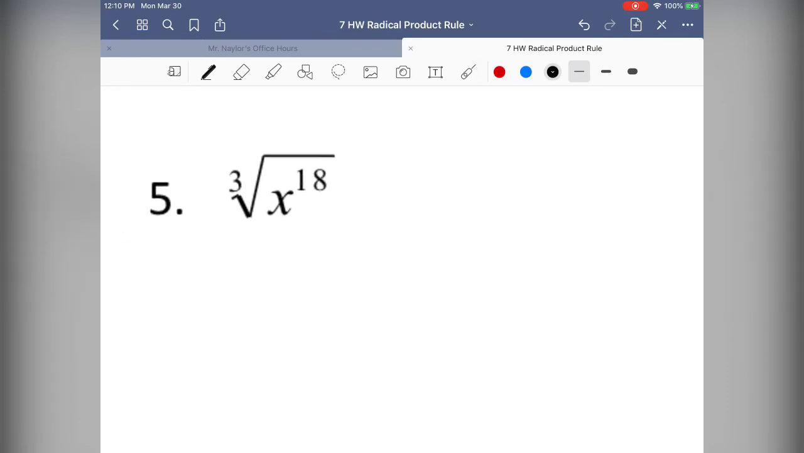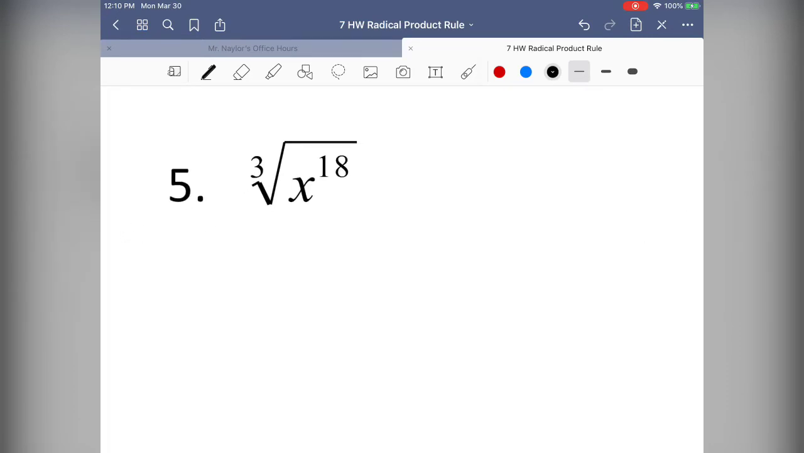All right, now when we're doing variables, we kind of want to think a little differently. That is, we want to think really about just dividing these numbers. It turns out that you can divide 18 by 3, so this whole x to the 18th is able to come out. It gets divided, and it turns into x to the 6.